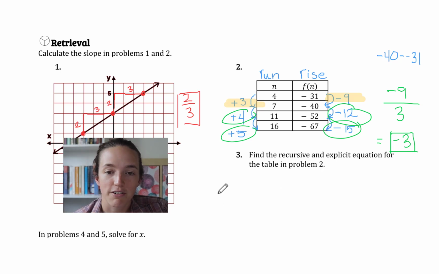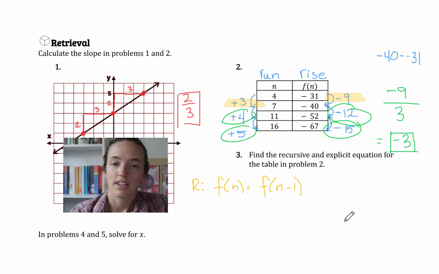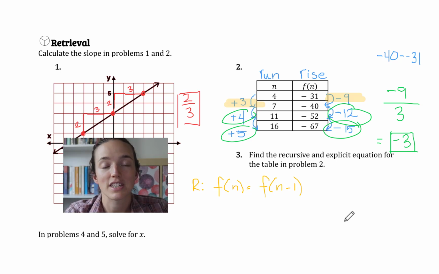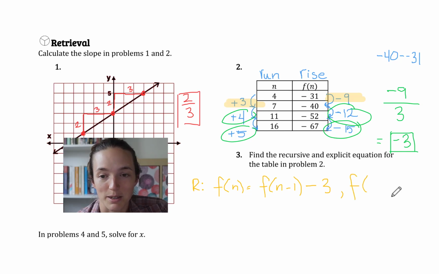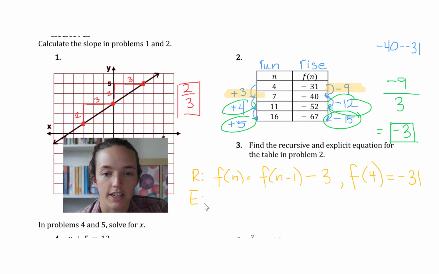Okay, now they want us to write the recursive and the explicit. So let's start with recursive. Always f of n equals f of n minus 1. Now the slope tells us what we're doing to get from step to step. In this case, we're subtracting 3, so we're just going to write -3. And then we have to say where we started. So we started at step 4 for some reason. F of 4 equals -31. All right, now for the explicit.